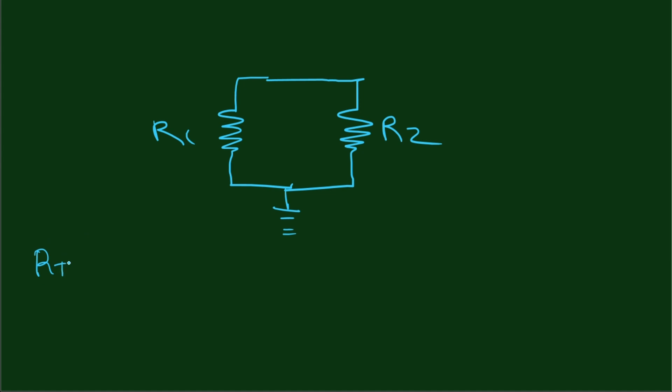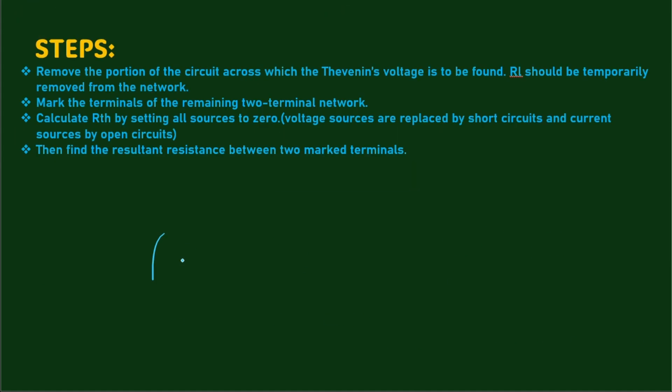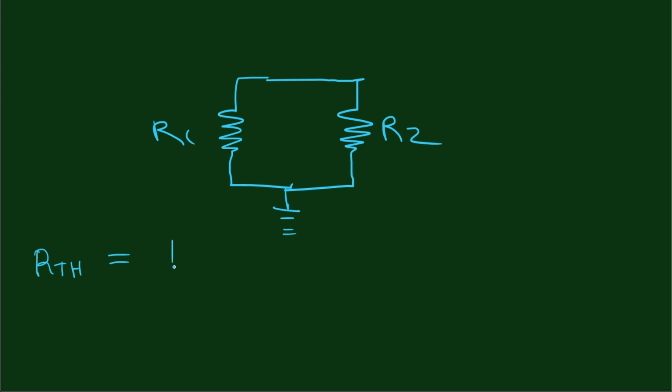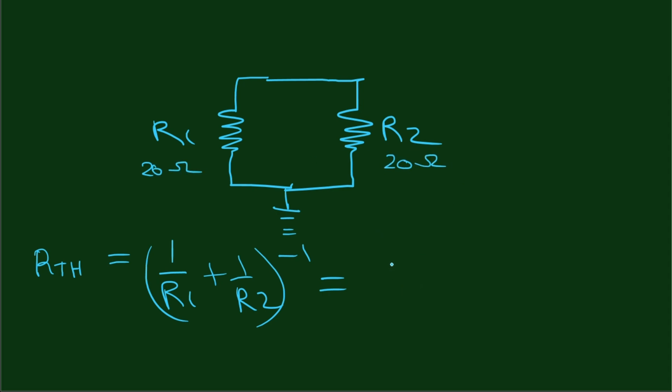So RTH will be 1 over R1 plus 1 over R2, inverse, where R1 is 20 ohms and R2 is 20 ohms. So 400 by 40, which will give us 10 ohms. This is our Thevenin's resistance.